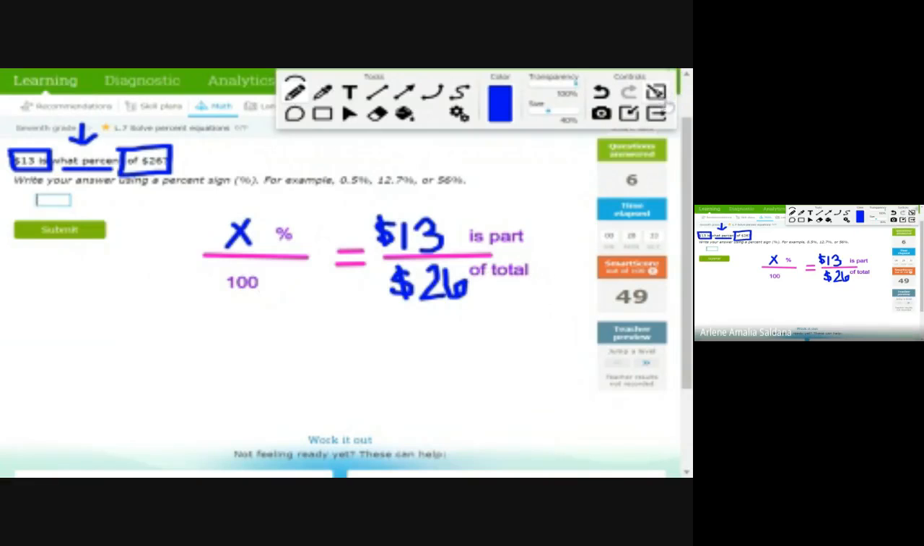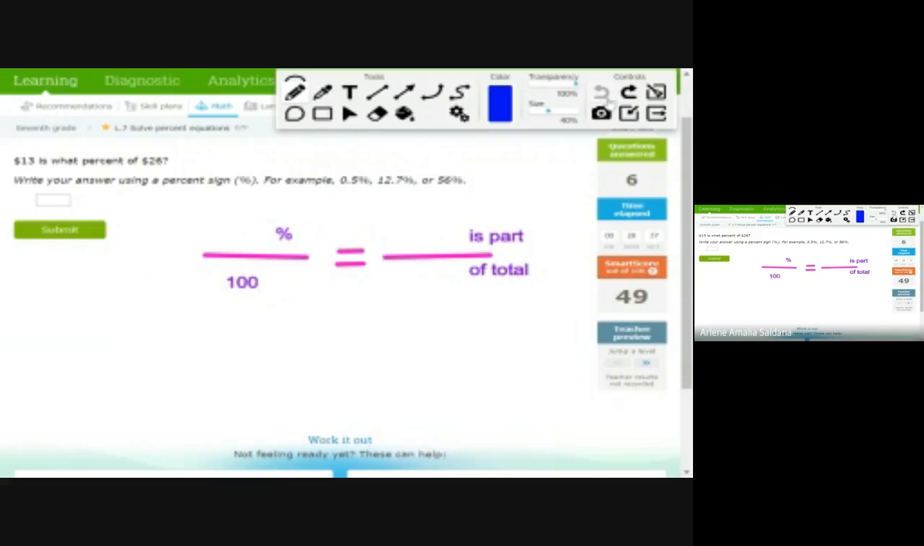Or you can also see that 13 is actually half of 26, and we can understand that 13 is 50% of $26. Whenever you guys have the box right here, you have to write the percent. You have to type it in, because if not, it will mark it wrong. So then I'm going to skip a level.